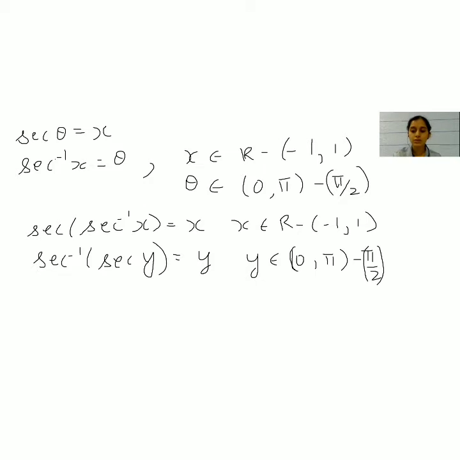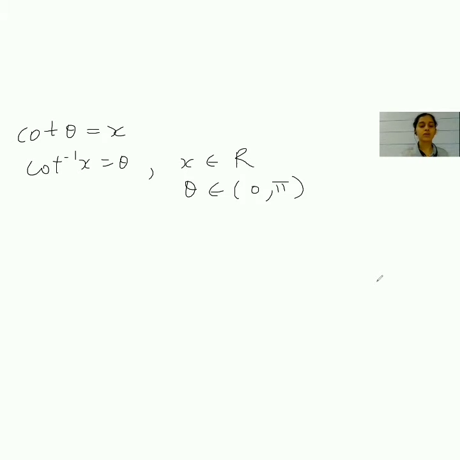Okay, now the next one is cot theta. So cot theta equal to x. Okay, so cot inverse of x is equal to theta. When will this happen? When x belongs to R and when theta belongs to (0, pi). Okay, so these are the values for domain and range of cot inverse of x.